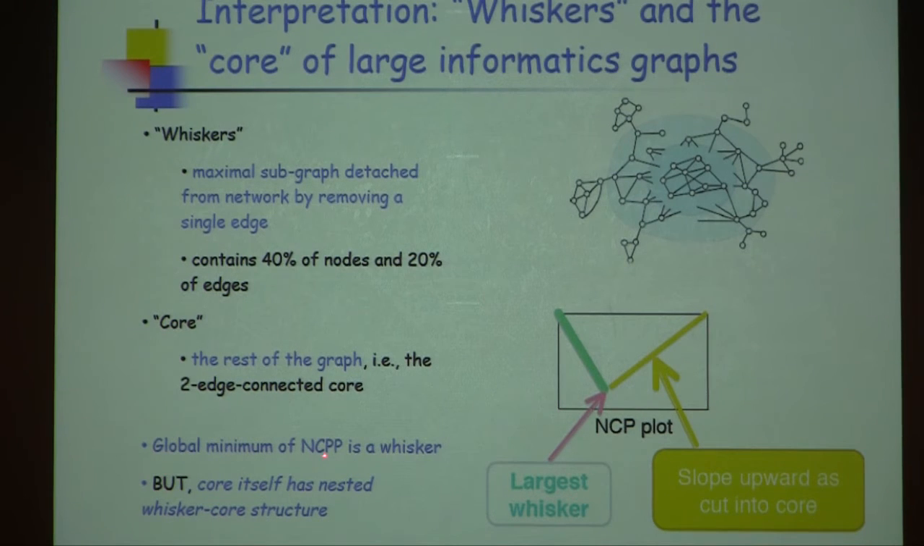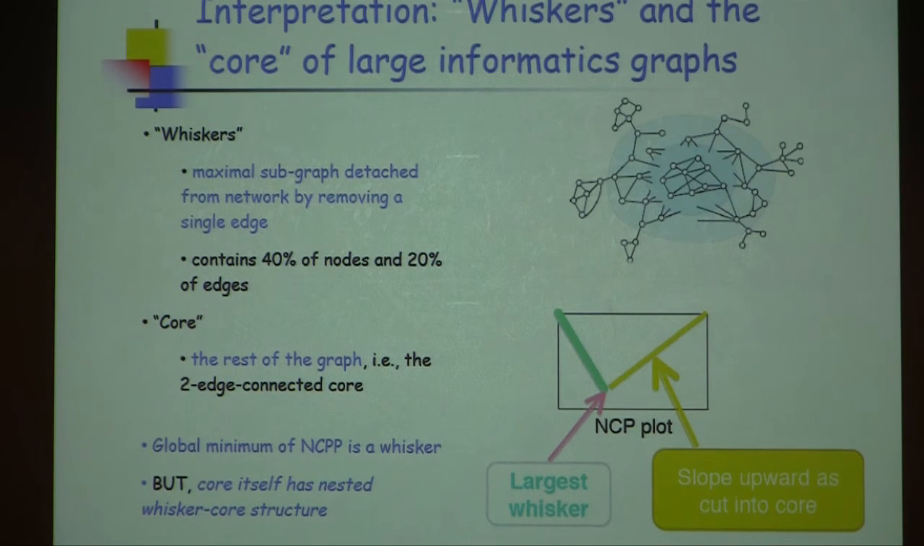The global minimum of the profile plot is a whisker. On one hand that's obvious, because if you have a bunch of stuff connected by one edge, it's a lot of volume and a little bit of surface area to cut. But on the other hand, if the graph really were a discretization of a low-dimensional space, you wouldn't have a bunch of stuff connected by one edge.